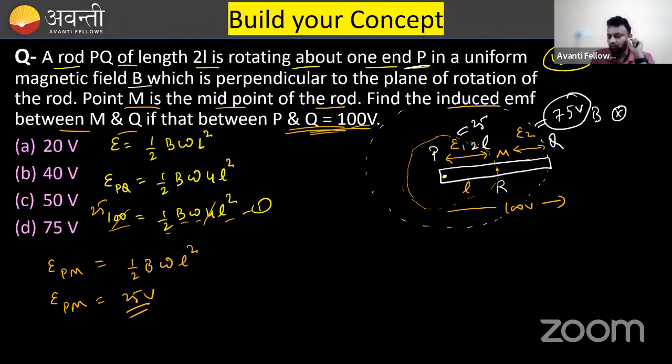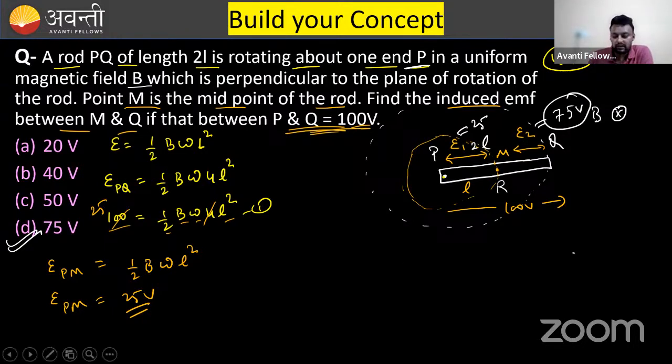Are you getting my point? What I did, I solved it for complete PQ, then solved it for PM. The EMF between P and M is coming out to be 25 volts. So the remaining potential must be how much? 75 volts. So 75 volt is option number D. Very good. The correct answer was given by JNV Bhavnagar. Very good.